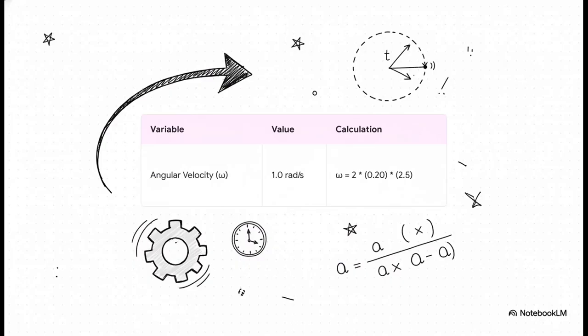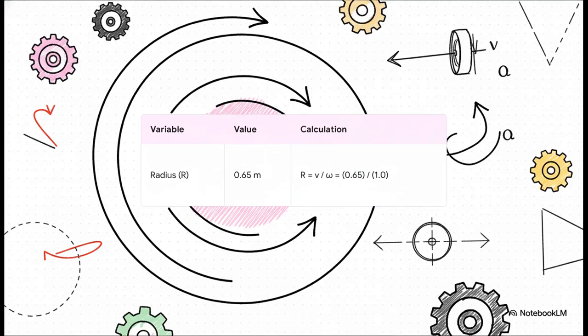Okay, step one of this mini quest, find omega at t equals 2.5 seconds. We use our formula, omega equals 2at. We plug in the numbers, and we get a nice round 1.0 radian per second. Easy enough? And now for the big reveal. We rearrange our little formula to r equals v divided by omega. We plug in the v they gave us and the omega we just found, and voila, the radius is 0.65 meters. See, it was hiding in the problem the whole time.